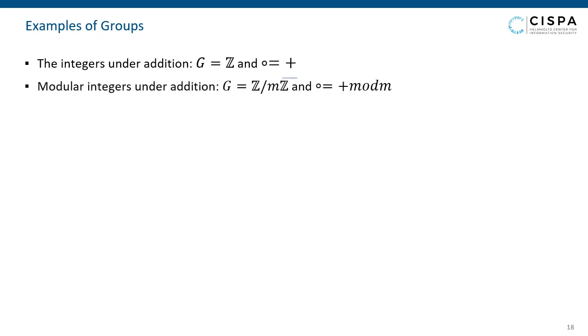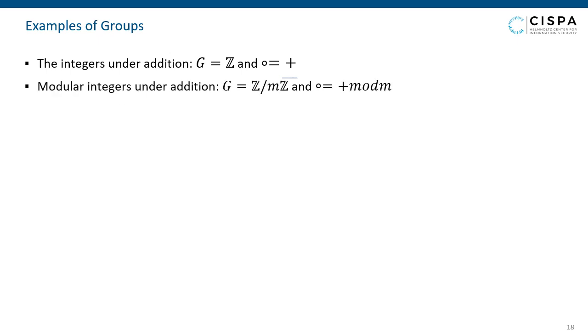Now let's briefly look at some example groups. The first are just integers under addition. So here the set G is just the integers, the group operation is addition, the neutral element or identity element is 0, and to form inverses you just take negatives. This is an infinite group, so this is not an example of a finite group.